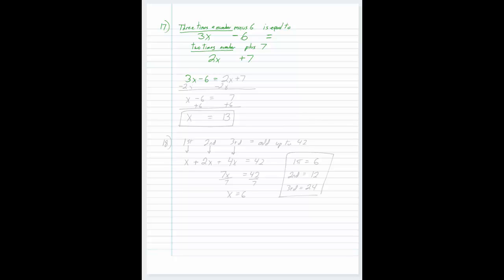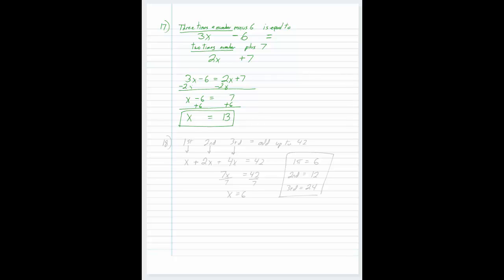Alright, number 18. A 42-inch board is cut into 3 pieces. So the second piece is twice as long as the first, and the third piece is 4 times as long as the second. If x represents the length of the first piece, find the lengths of all 3 pieces. Alright, they said a lot so far. We have 3 pieces of wood. I'm going to call it first, second, third. And we know they add up to 42.